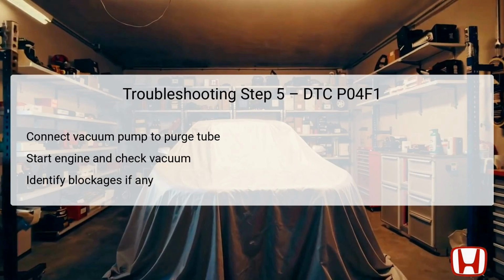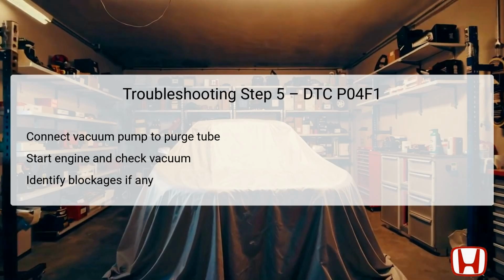Step 5 requires connecting the vacuum pump to purge tube A for testing. Begin by connecting the designated vacuum pump and gauge to this tube. Then, start the engine and let it idle, which sets the conditions necessary for testing vacuum levels. At this point, observe whether vacuum is present in the tubing.